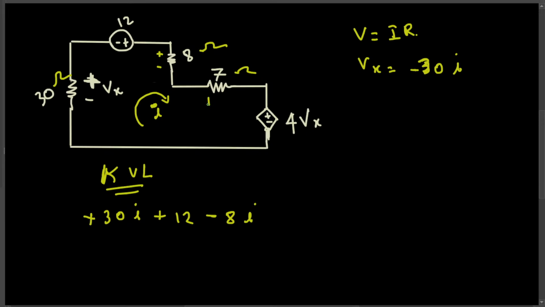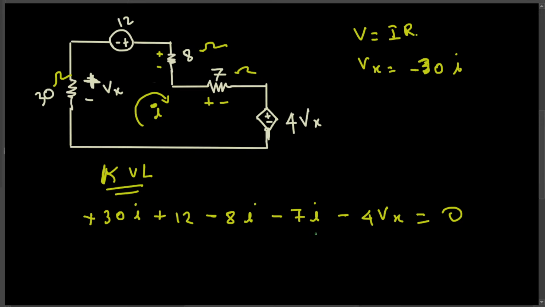So here, plus to minus again. So that is minus 7i. And then here we have plus to minus, so that's going to be a minus 4Vx. Okay, that's the whole thing is equal to 0.